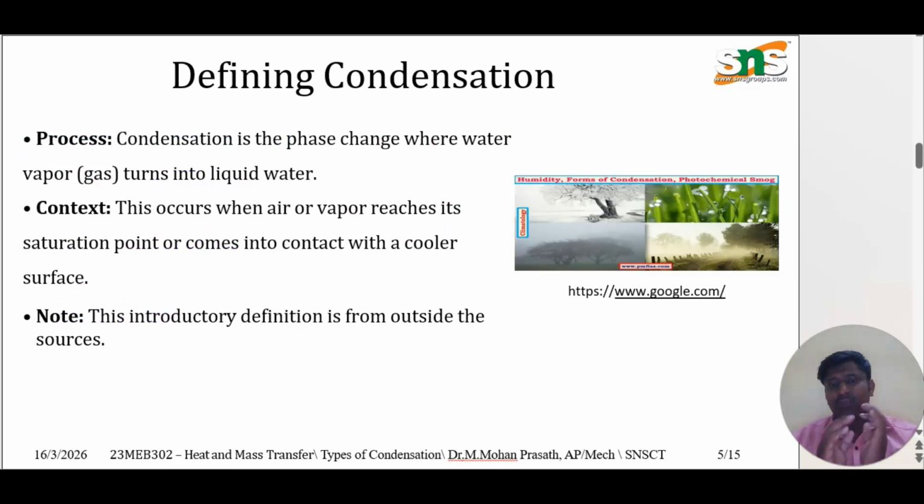Coming to the concept, what is condensation? Condensation is one type of phase change in which water vapor is converted into liquid. This occurs when a vapor reaches its saturation point or comes into contact with a cooler surface. When the temperature falls below the saturation temperature, the water vapor is converted into liquid water, which is called condensation.